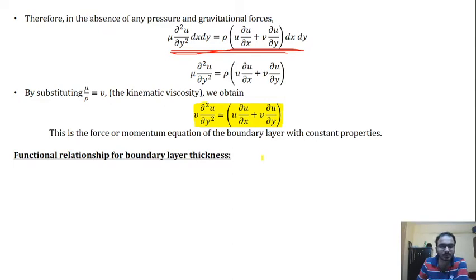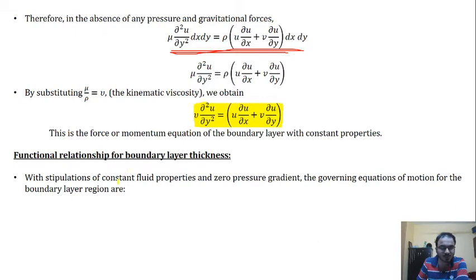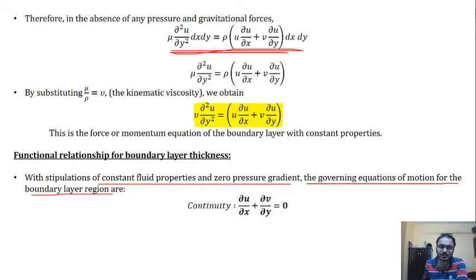Now we will be discussing about functional relationship for boundary layer thickness. With stipulations of constant fluid properties and zero pressure gradient, the governing equations of motion for boundary layer region are: first, this is our continuity equation, that is del u over del x plus del v over del y is equal to 0, and x momentum equation is given by nu into del 2u over del y square is equal to u del u by del x plus v into del u by del y.